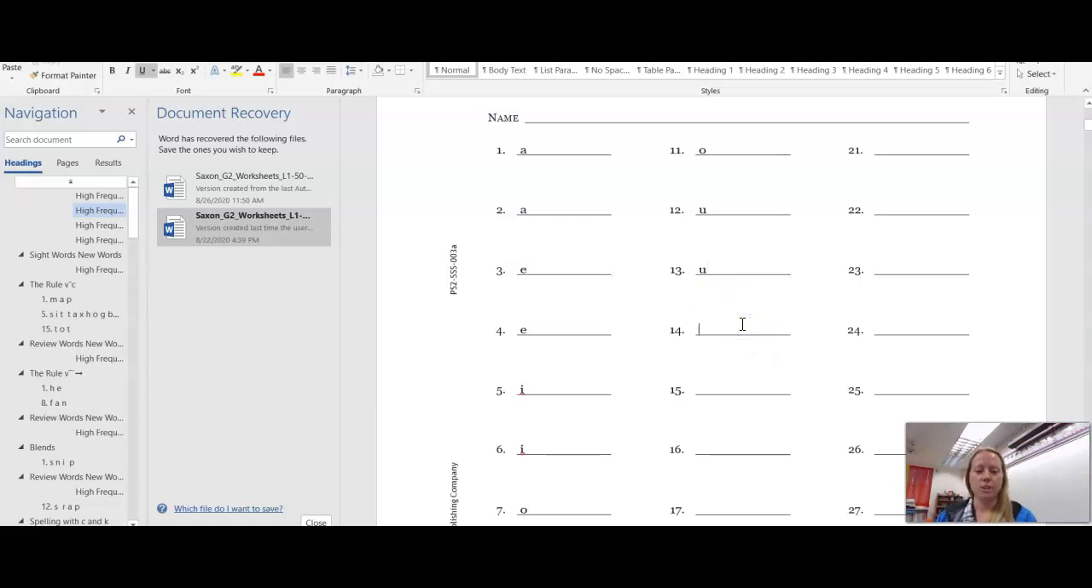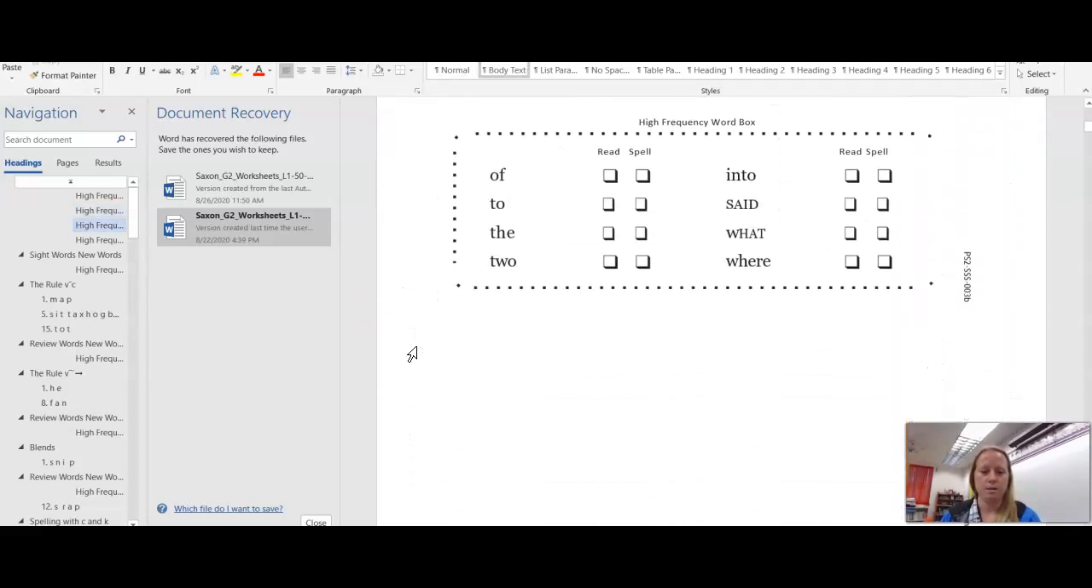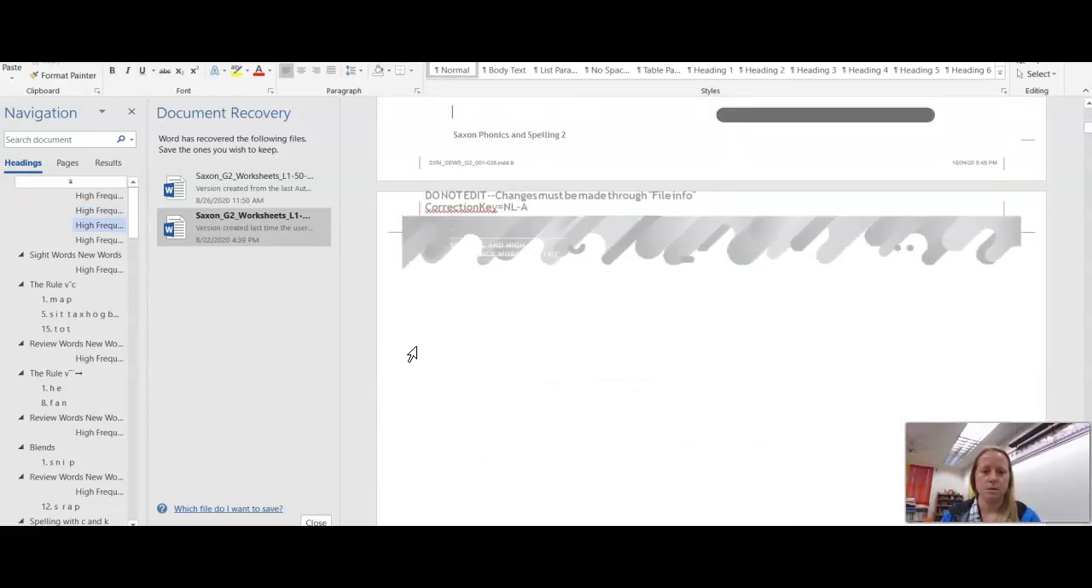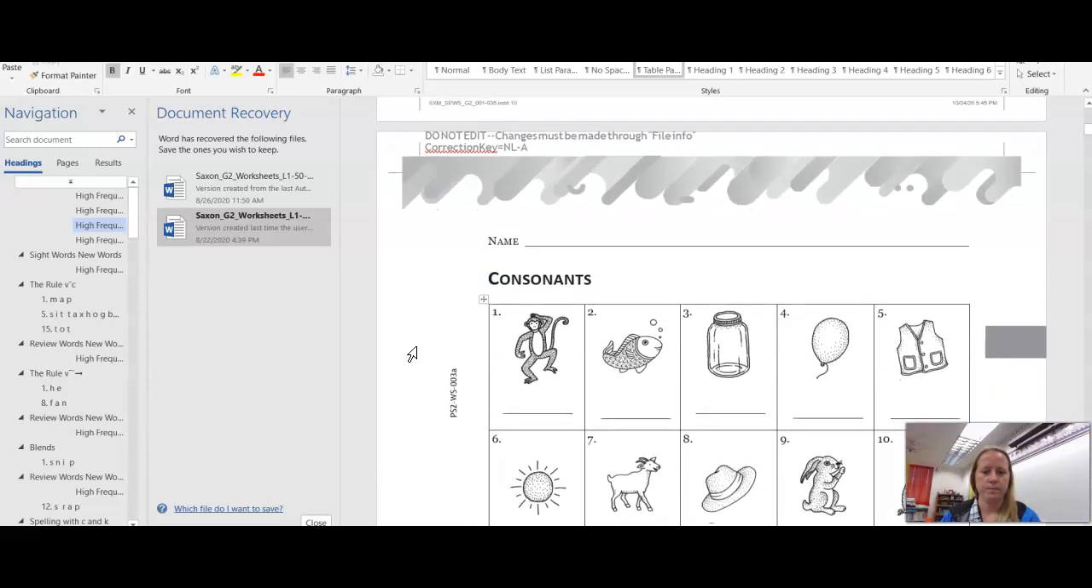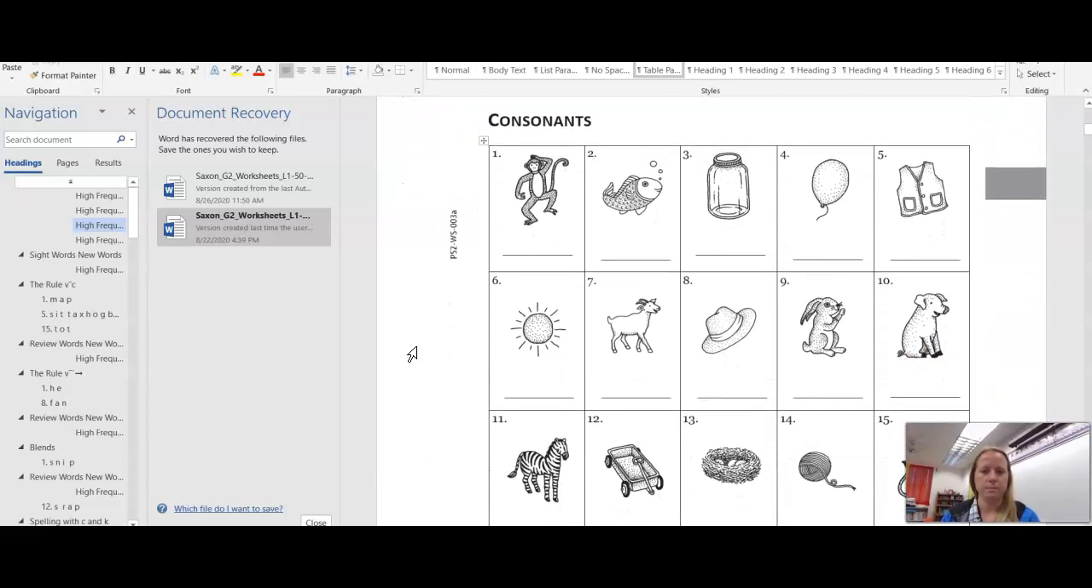Okay, put this sheet to the side and get out your worksheet. We will come back to this sheet. Okay. Your worksheet. Let's see. Should look like this. Okay.